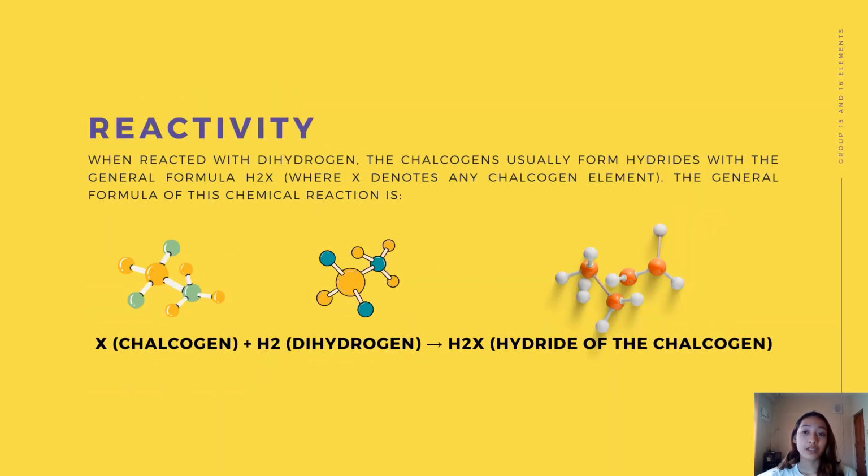An example of the reactivity within group 16 elements is when chalcogens react with dihydrogen, and it usually forms hydrides with the general formula H2X, where X is any of the 6 chalcogen elements, which are oxygen, sulfur, selenium, tellurium, polonium, or livermorium. This is the chemical formula for this kind of reaction: X, which is a chalcogen, plus H2, a dihydrogen, yields H2X, which is the hydride form of the chalcogen.